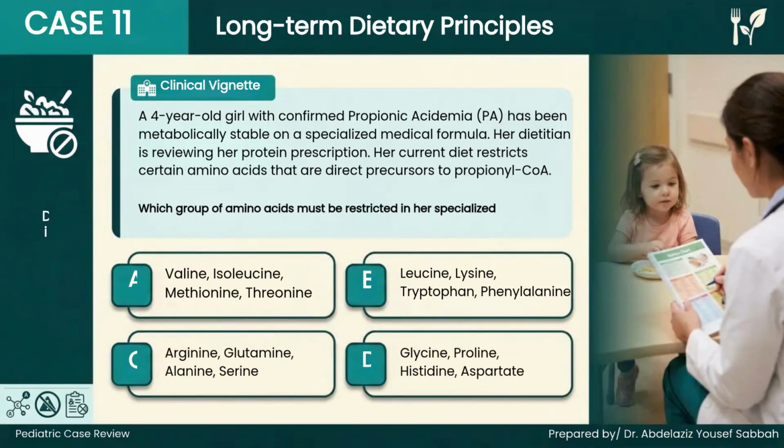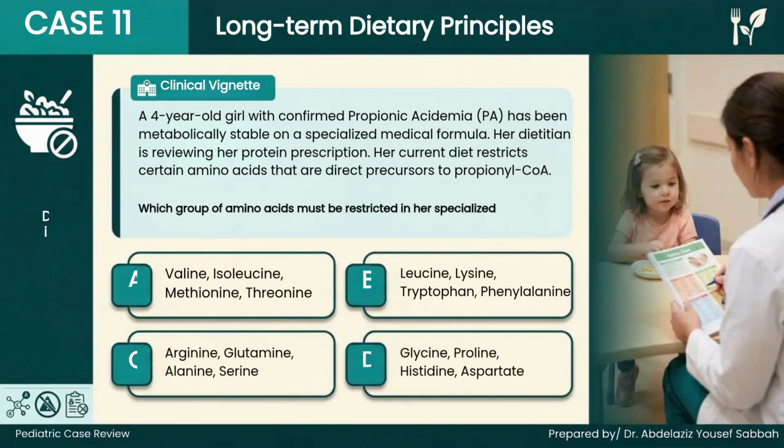Case 11. A 4-year-old girl with confirmed propionic acidemia has been metabolically stable on a specialized medical formula. Her dietitian is reviewing her protein prescription. Her current diet restricts certain amino acids that are direct precursors to propionyl coenzyme A. Which group of amino acids must be restricted in her specialized medical diet?